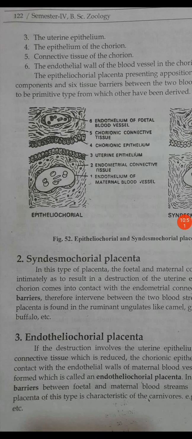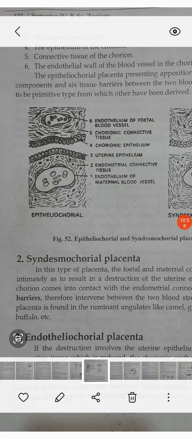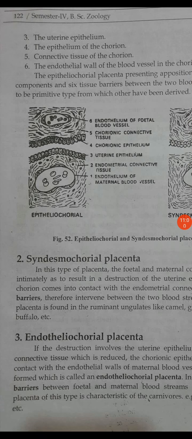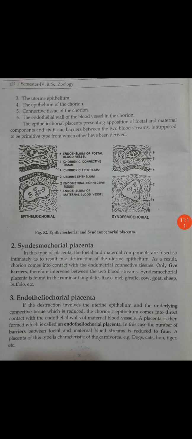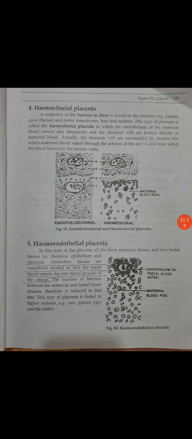Very easy. There is a destruction of epithelium, and the cells of the chorion make direct contact with the maternal blood vessels, and that's why the name is endotheliochorial placenta. Examples are dogs, cats, lion, tigers, etc. In these animals, such a placenta is formed. Fourth type, hemochorial placenta.